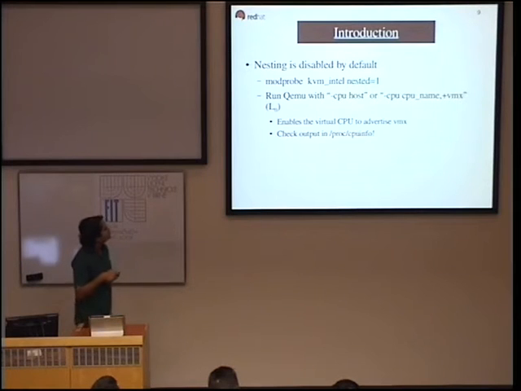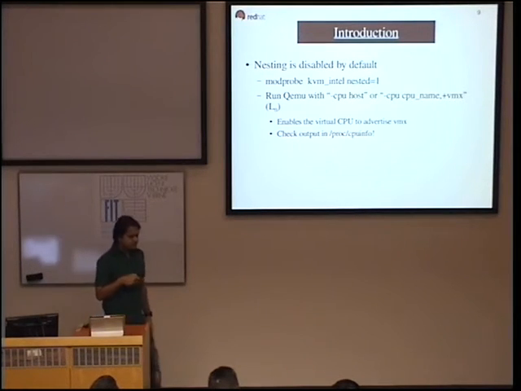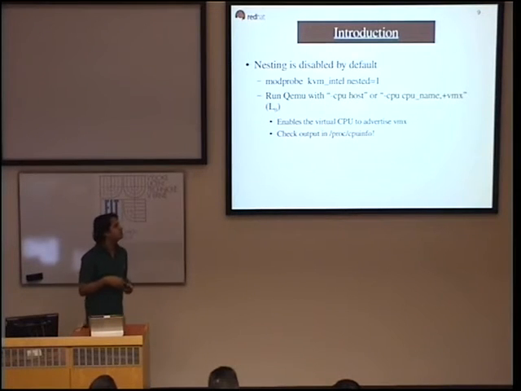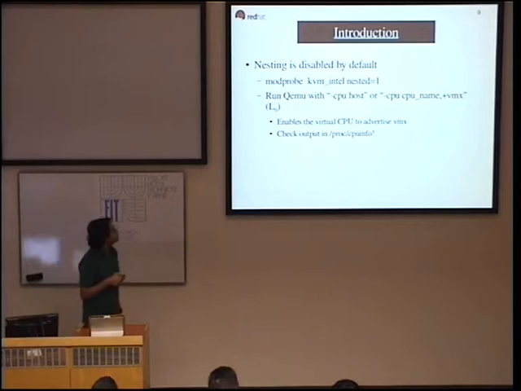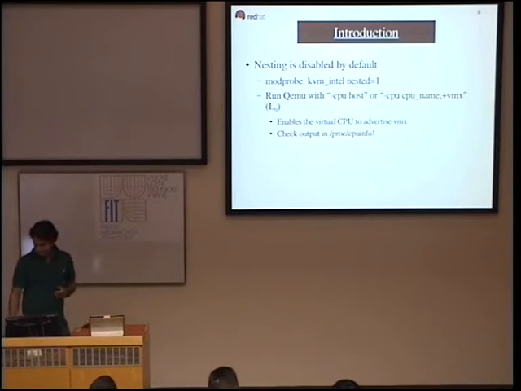That's how the guest is going to see VMX, because if the guest doesn't see VMX, then KVM inside the guest won't be able to initialize, because it relies on that. You can then check in /proc/cpuinfo inside the guest that the VMX flag is present.